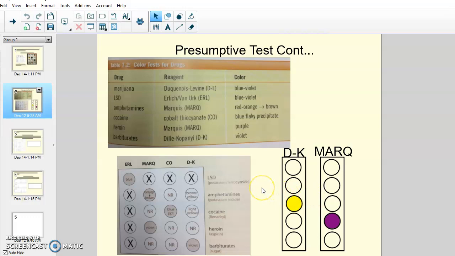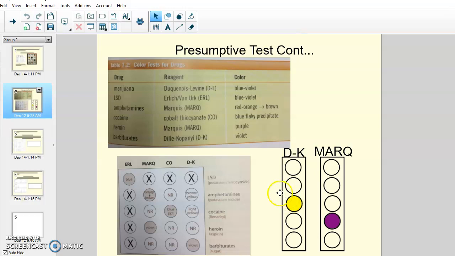The DK test is also a nice one because it tests for amphetamines, it tests for cocaine, no reaction will be heroin, and a violet color is for barbiturates. So with the DK test, if you got a yellow on it right here, like this one has, you can see that that would mean that cocaine is present.